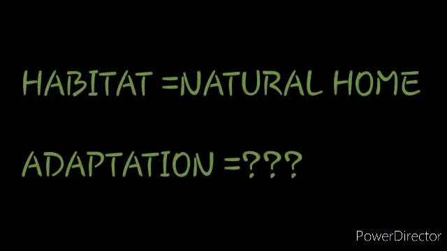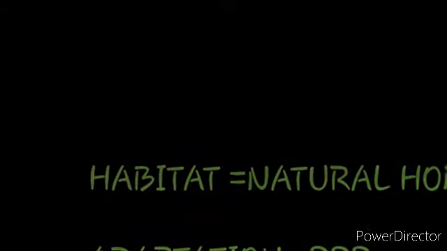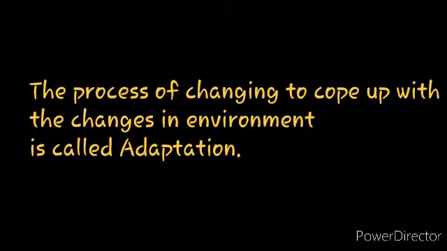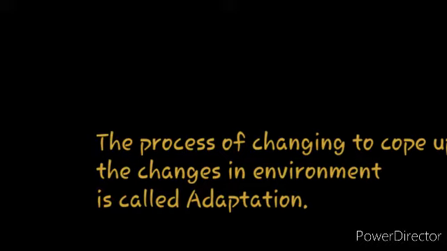What is an adaptation? Let's discuss. Changes happen all around us. All of us, including plants and animals, need to change in order to stay alive. This process of changing to keep up with the changes in the environment is known as adaptation. All living things adapt to survive. But what happens if a living thing is unable to adapt to its environment? It dies.